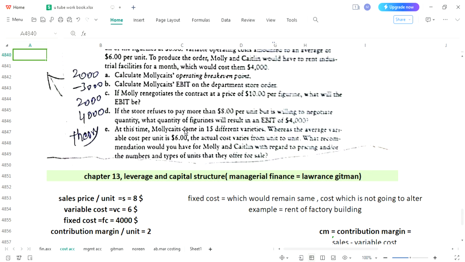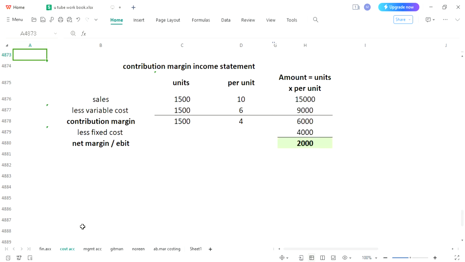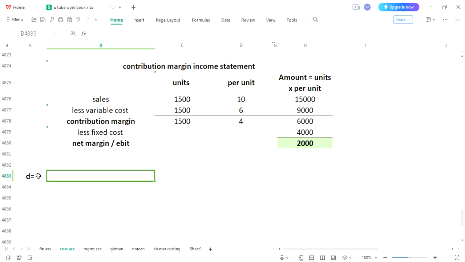And secondly, the requirement, look over here: what quantity of units will result in an EBIT of $4,000? This is a little bit changed. You are required to calculate the number of units with which you can get a profit of $4,000. All right. For this we have a specific formula for target profit units. This is our D point. First we will use the formula and then we will prove it as well.